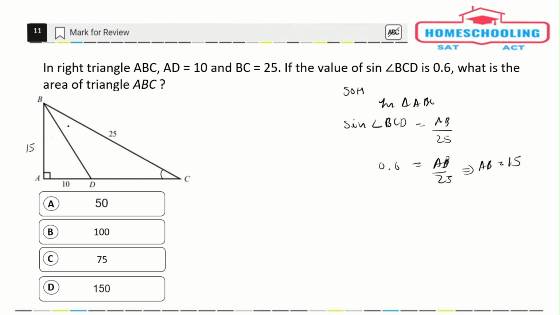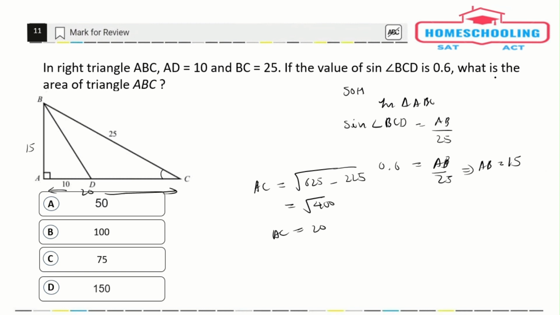AB is 15. So we can find AC using Pythagoras theorem. AC would be BC square, that would be 25 square, 625, minus BA square, that is 15 square, so that would be 225. So that would be root 400. Hence AC would be 20. So if AD is 10, so this whole thing would be 20.